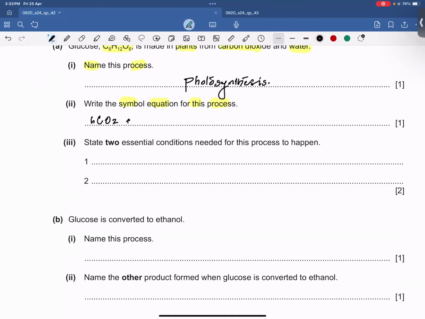Write the symbol equation for this process. 6CO2 plus 6H2O converting into C6H12O6 plus 6O2. Okay. Next, state 2 essential conditions needed for this process to happen. For photosynthesis, I need sunlight and I need chlorophyll.